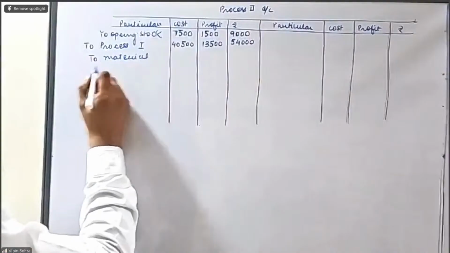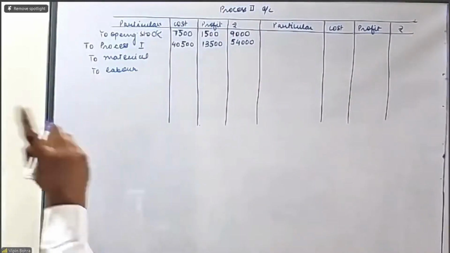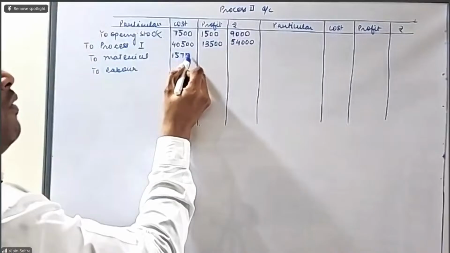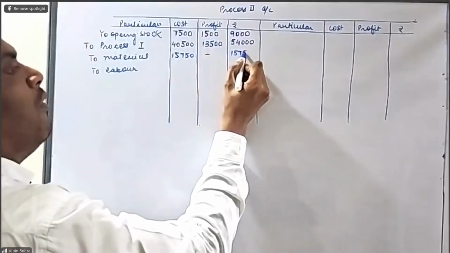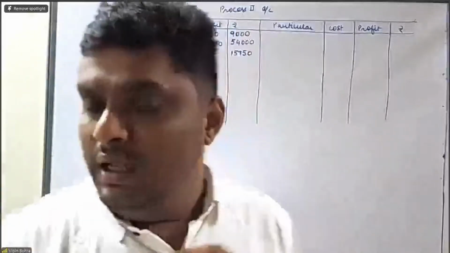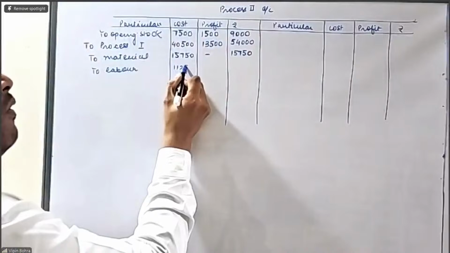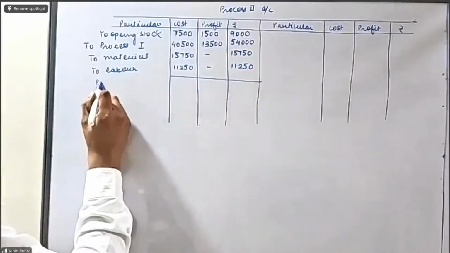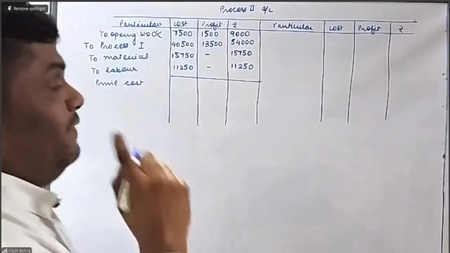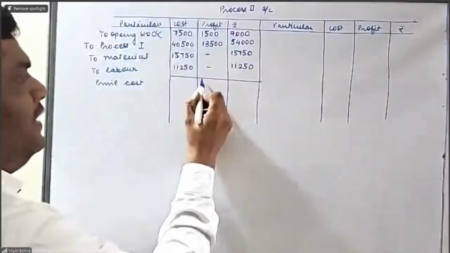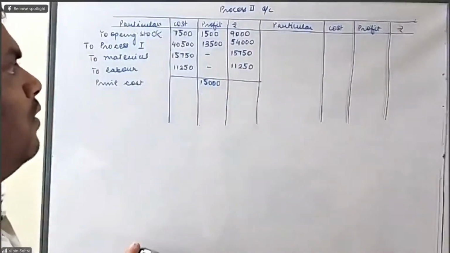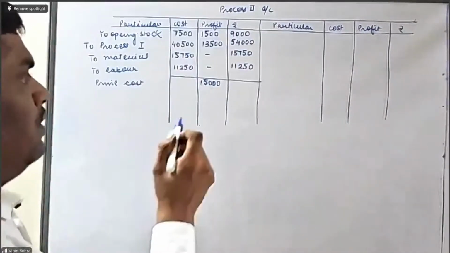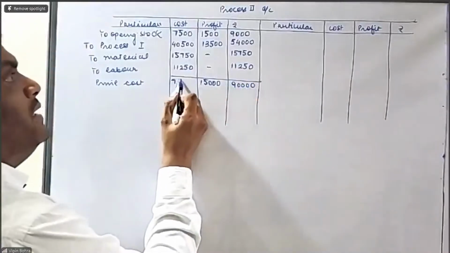So to material and to labor. It is 15,750 and labor it is 11,250. So we'll calculate the total prime cost, wherein this will be 15,000. This will be 90,000 and this will be 75,000.